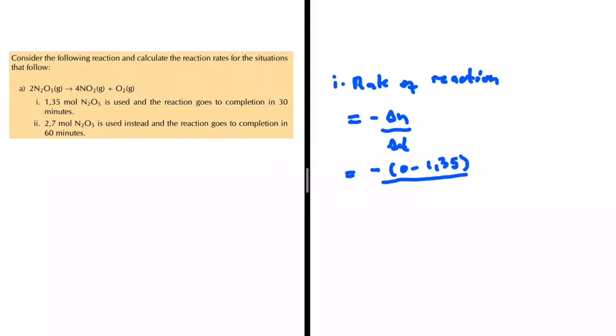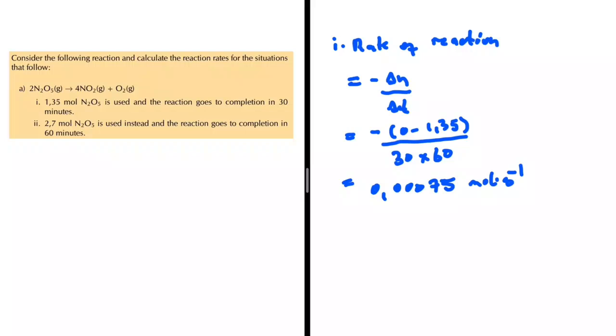So the reaction goes to completion in 30 minutes, right? So we're supposed to have 30 multiplied by 60 because we want to convert that 30 minutes to seconds. So 1.35 divided by 30 multiplied by 60. This is equals to 0.00075 moles per second. Okay, there we go. That is the average rate of reaction in Roman figure 1.